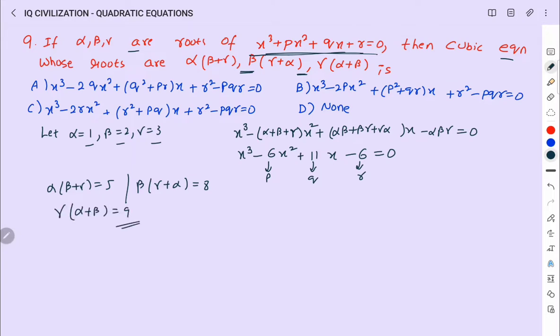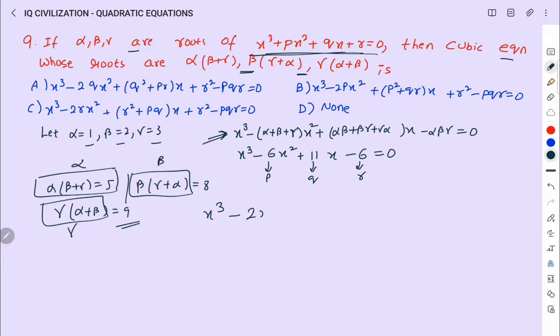So from this again, using the same formula, we will get x cube minus, taking these as alpha, beta and gamma, we have to add the sum of roots, so 22x square, plus the sum of two roots at a time, so 167x, minus 360 equals 0. Okay. Now only this option will satisfy this. Verify.